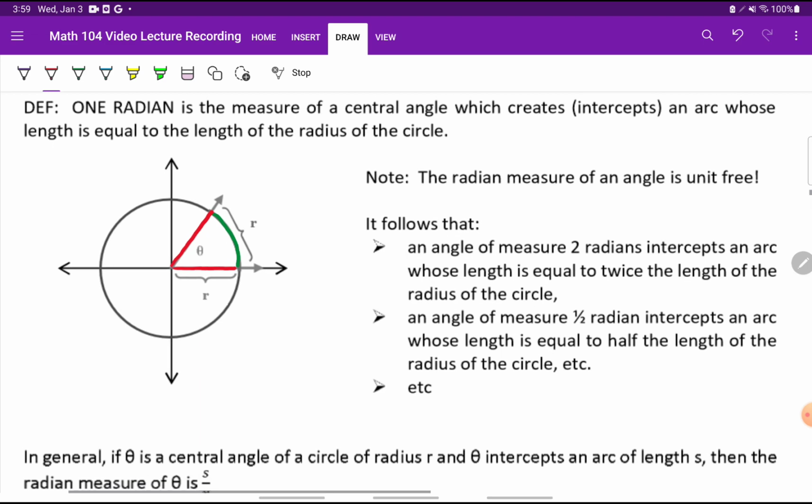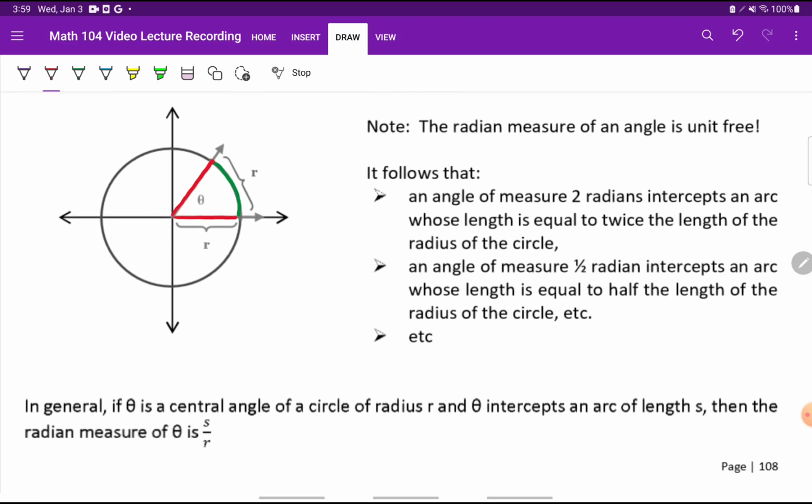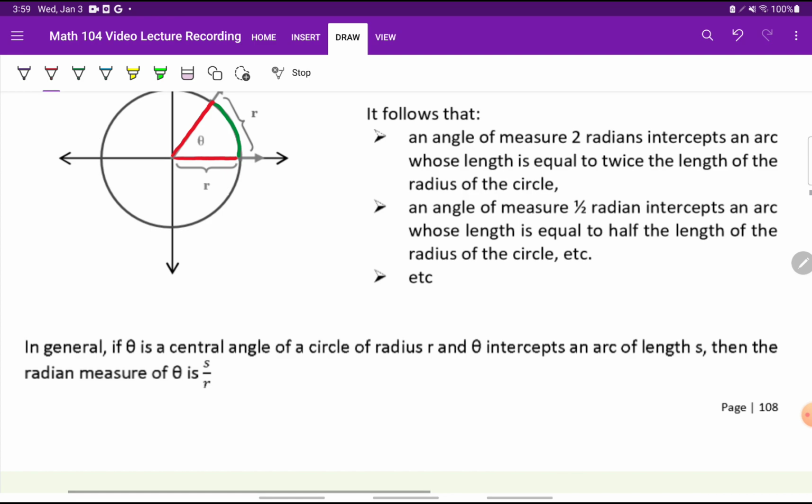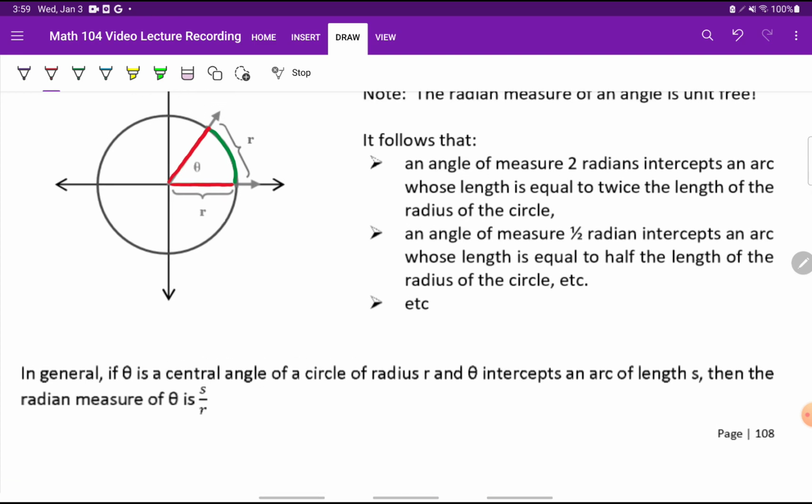It follows that an angle of measure 2 radians intercepts an arc whose length is equal to twice the length of the radius of the circle. And an angle of measure half a radian intercepts an arc whose length is equal to half the length of the radius of the circle, and so on. In general, if theta is a central angle of a circle of radius r and theta intercepts an arc of length s, then the radian measure of theta is s divided by r.